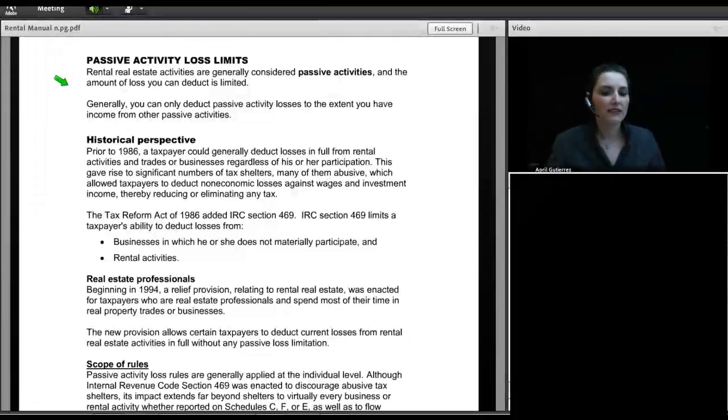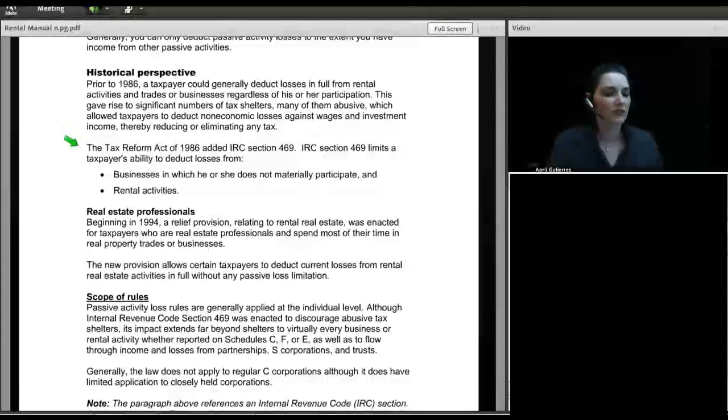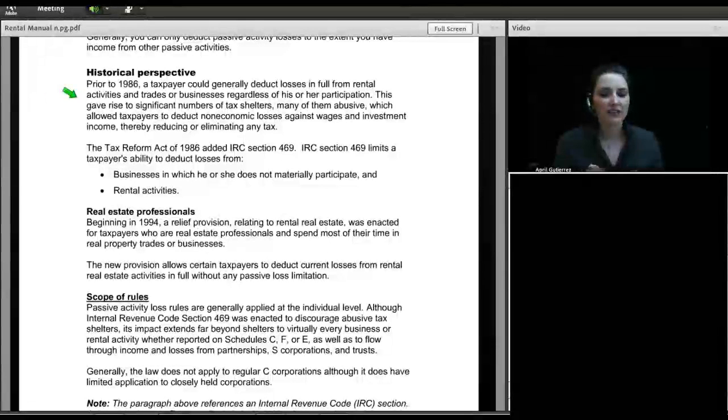Rental real estate activities are generally considered to be passive activities, and the amount of loss you are allowed to deduct in a passive activity is limited. There's a little bit of a historical perspective I've put in here. I just love history. I love to understand what led up to an event. And essentially what happened was prior to 1986, a taxpayer could generally deduct losses in full from rental activities and from trades or businesses, regardless of his or her level of participation.